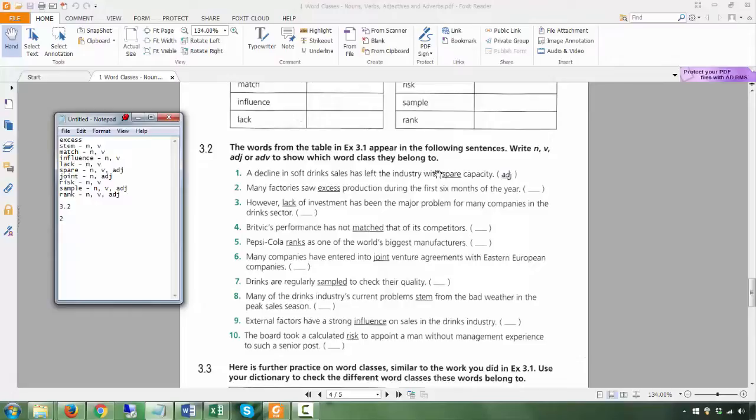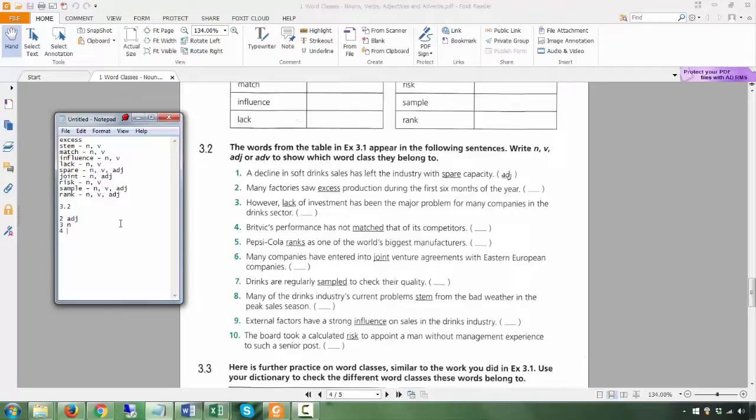Let me just show you one. So with is a preposition. After with you have a noun. Capacity is a noun. Spare is the adjective describing capacity. Many factories is a subject. Verb, saw, past simple tense. You see something, right? So there has to be an object and noun. Whereas the noun is production. So excess is describing production. It is here being used as an adjective. Okay. However is the adverb. Okay. Lack of investment. This is the subject. Okay. Has been is the verb be in the present perfect simple tense. So lack of investment. This is being used as a noun.